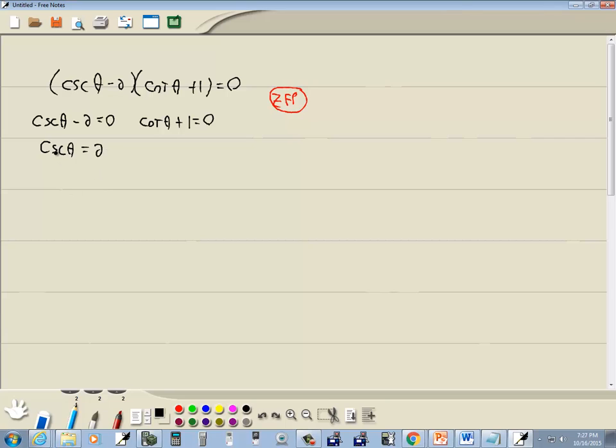Now sometimes it's easier for us to put these in terms of sine and cosine. Remember, cosecant is 1 over sine, and 2 I can write as 2 over 1. You can always create a fraction by putting it over 1. Now if you have a single fraction equal to a single fraction, you can flip both of them. Just take the reciprocal of them. So you have sine theta over 1 is equal to 1/2, or just simply sine theta is equal to 1/2.